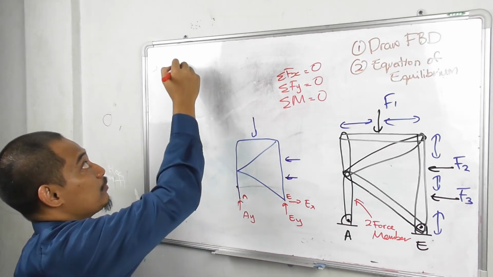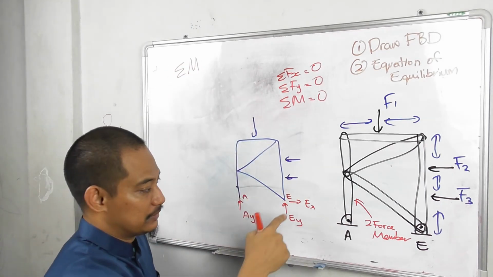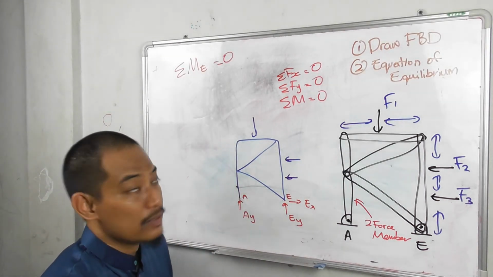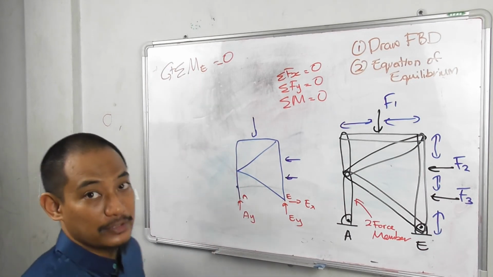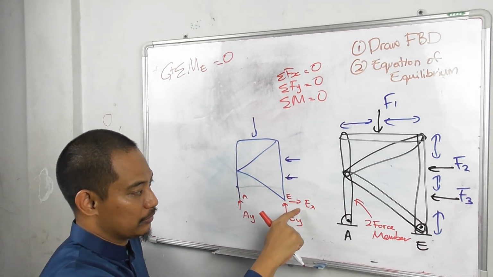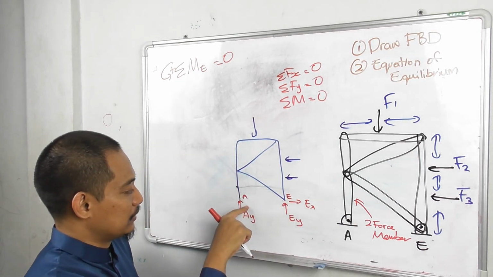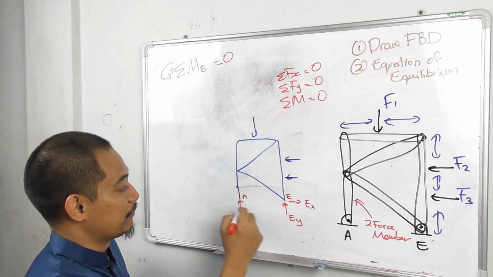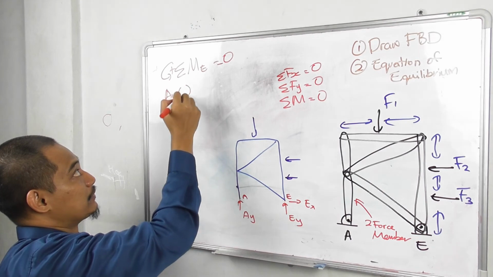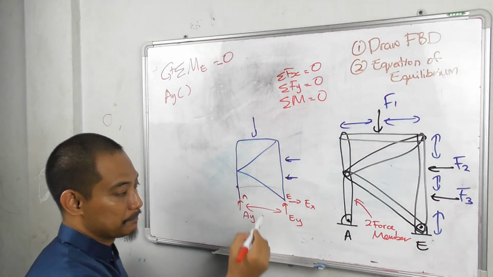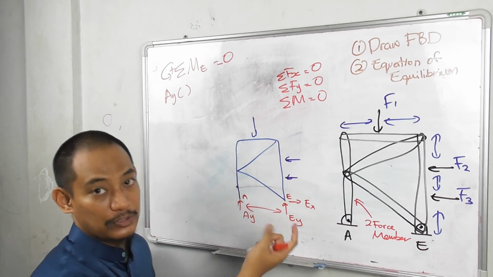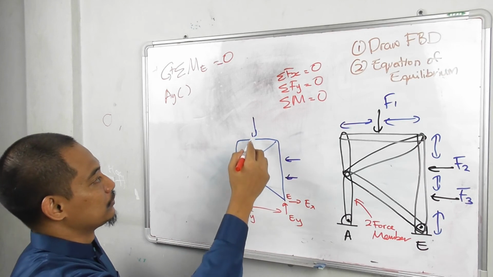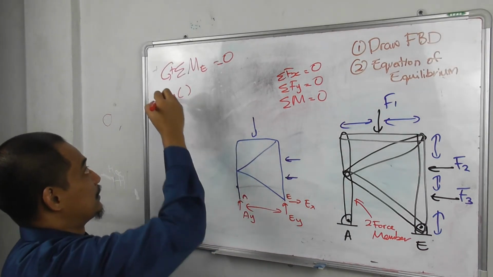So if you do summation of moment, the easiest is to take moments about point E equal to 0. If you take counterclockwise as positive, for example, these two will not have any moment about point E, obviously. This AY will have a clockwise moment, so you have AY times a certain distance, which is this distance here. I do not know the value, but you just plug in. Okay, this is negative because it's clockwise.